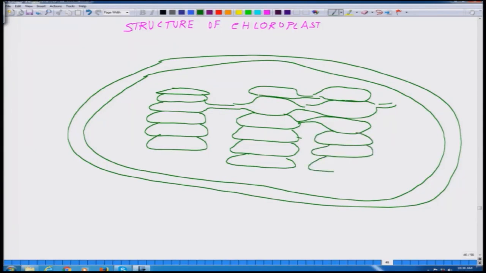Like this. Now, if we label these structures, let's put the labeling to them. This is the inner membrane. Then the yellow shading, what I am doing, this is the outer membrane. So, two envelopes, inner membrane and the outer membrane. Then you have these structures, which are called thylakoid membranes.